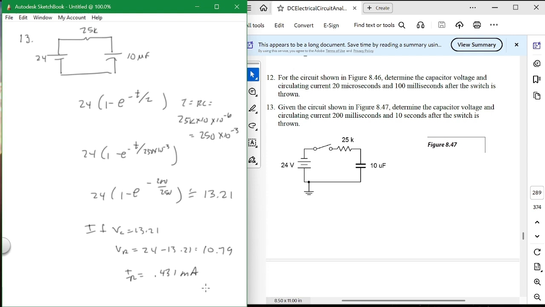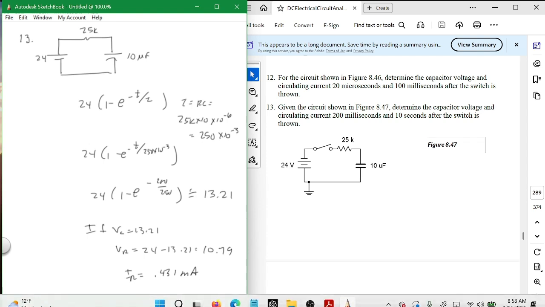What will it be at 10 seconds? What's the voltage across the capacitor? It's going to be the full 24 volts. What's the current through the circuit? It's going to be zero. I can tell you that. It's so close to zero, you don't even care. All right. Any questions about that one? Now let's go down to 15.